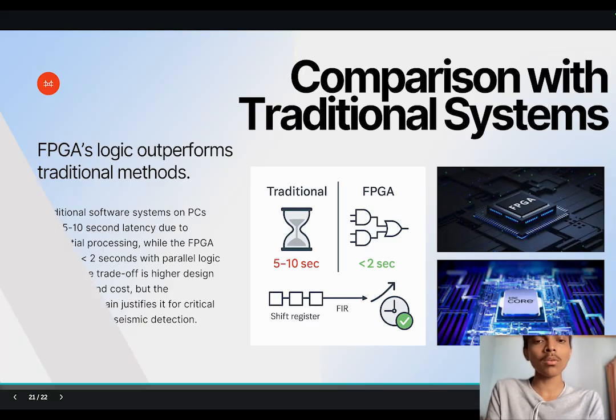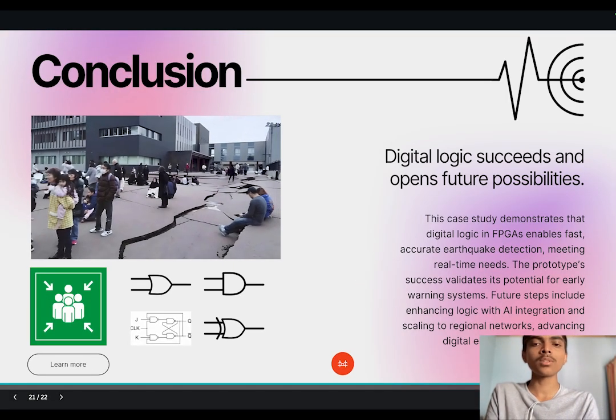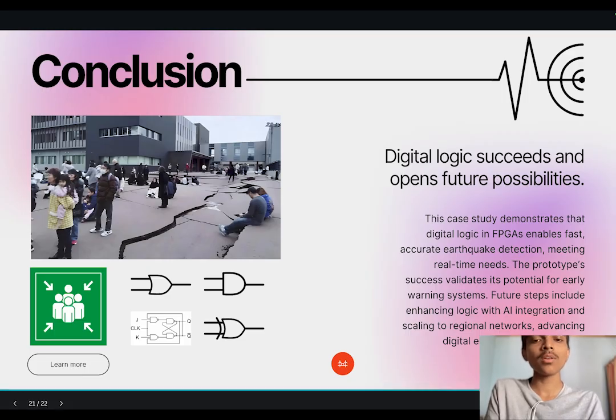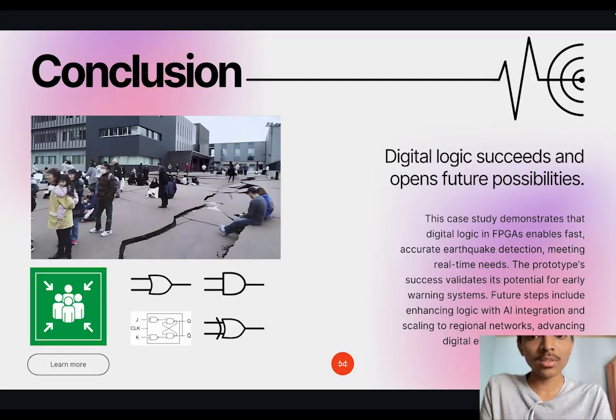So to conclude, I would like to say that digital logic in FPGAs makes earthquake detection fast and accurate. This prototype proves that it works. Next, we would like to add AI and scale it up. And throughout the video, we have seen how digital electronics is useful in saving lives, and we have seen the application of digital electronics in geoscience and geospatial technology.